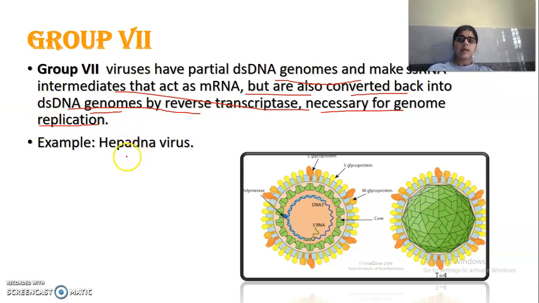Examples of group 7 viruses are hepadnaviruses. And this is what the virus looks like. This is the structure of the virus.